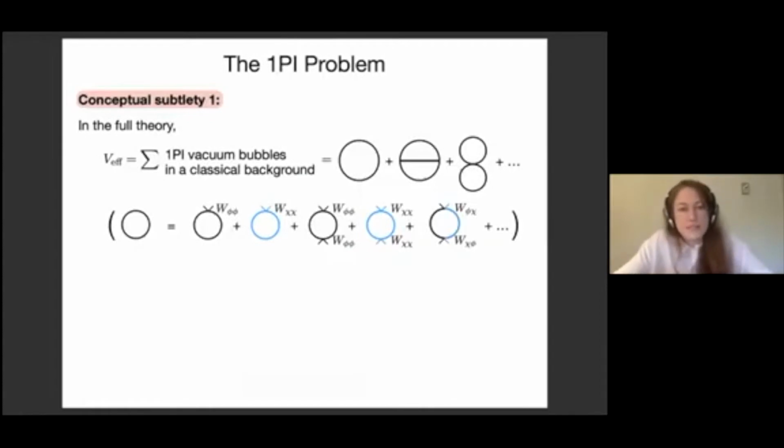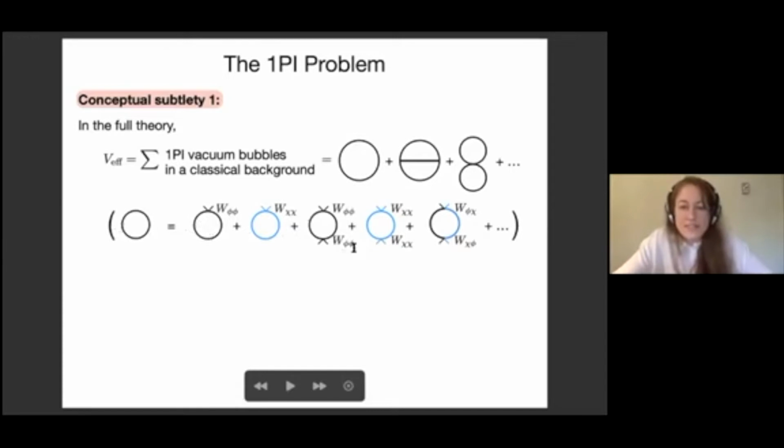So this brings me to what I'll call conceptual subtlety number 1, which I want to discuss. We can call it the 1PI problem, and it's very simple. In the full theory, as we learn in our QFT textbooks, I compute the effective potential by summing 1PI vacuum bubbles in a classical background, in this case with phi hat and chi hat. And so here I'm just being super explicit. What I mean by this one-loop vacuum bubble is this expansion in the classical background.